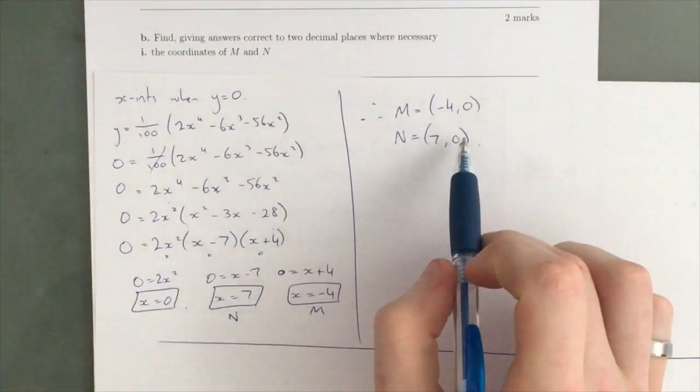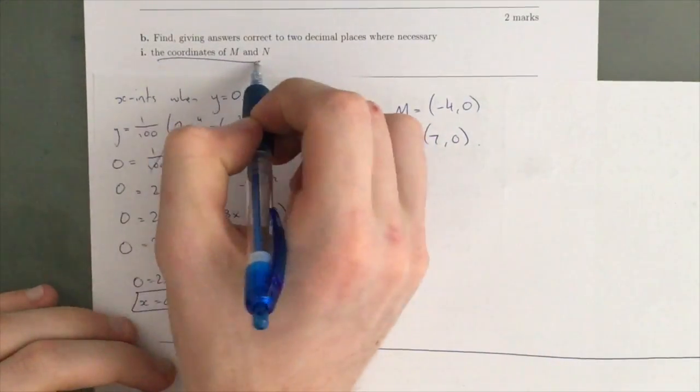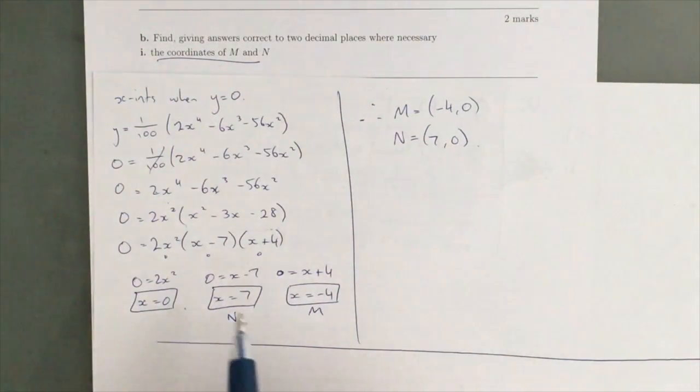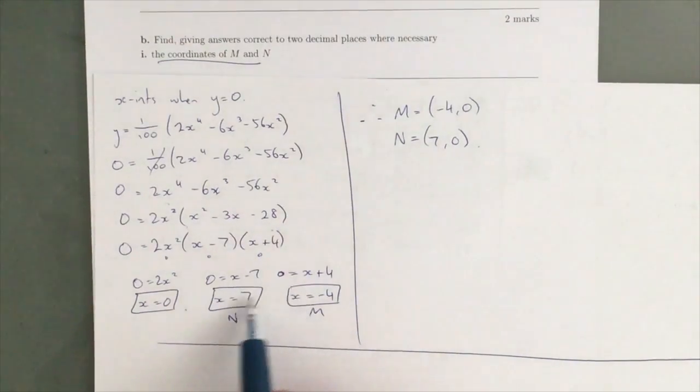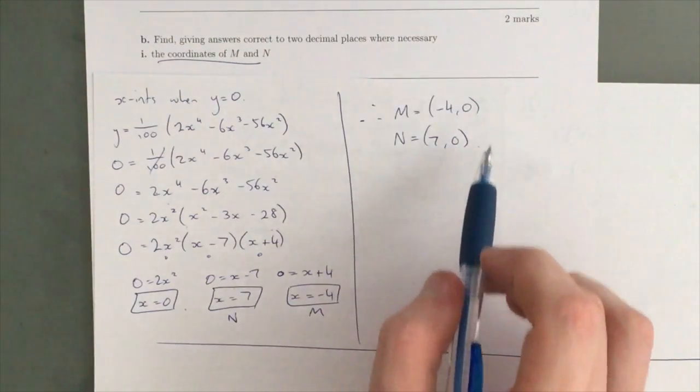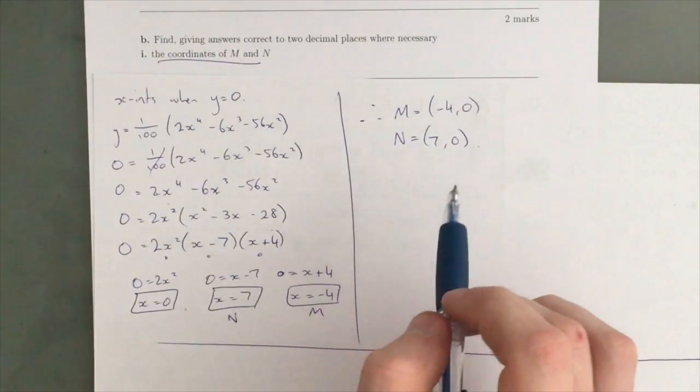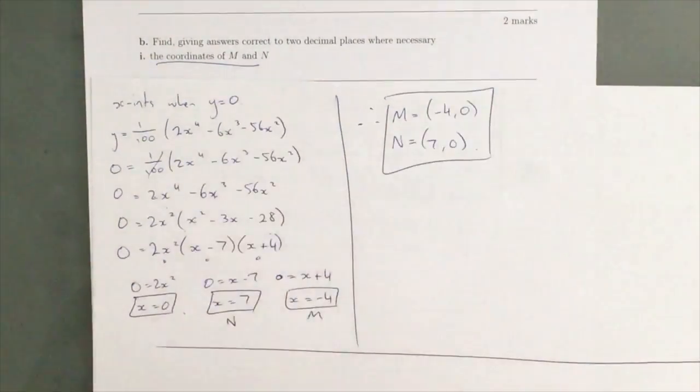Now we need to do this because the question asks for the coordinates of M and N, not just their x values. So once we've come up with the x values, we actually need to make the coordinates based off that. So this is your final answer.